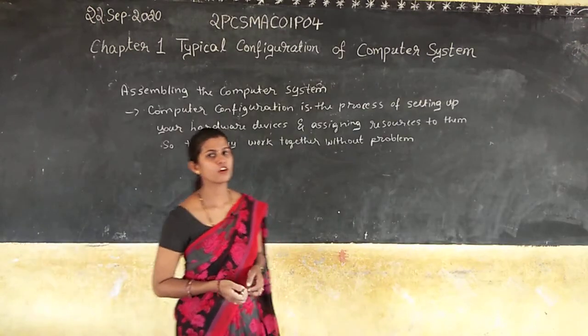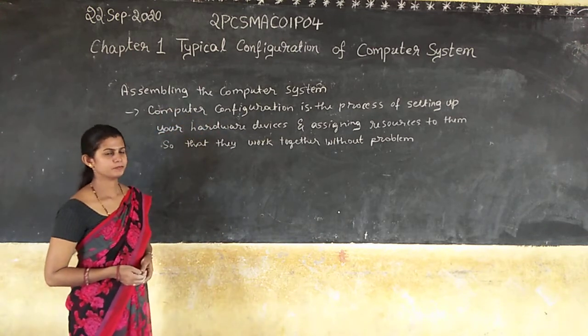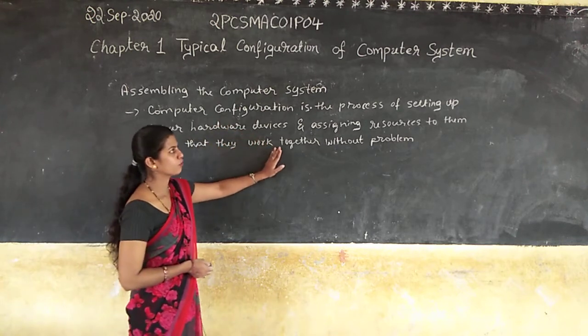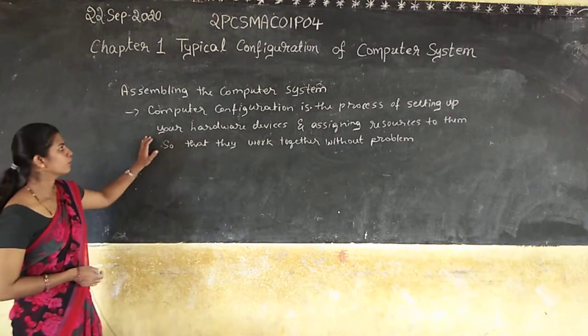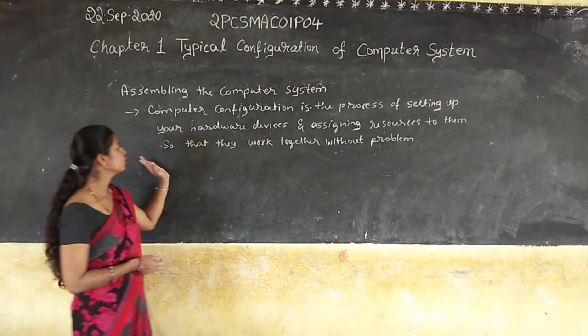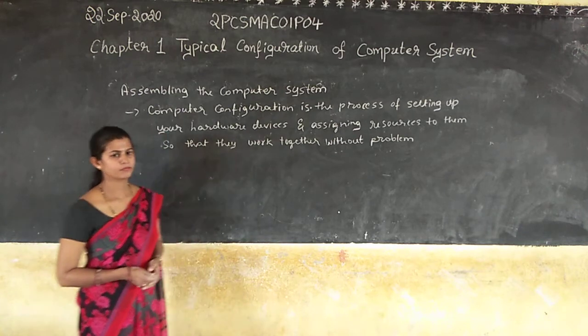The last topic of this chapter is assembling the computer system. So the computer configuration is the process of setting up your hardware devices and assigning resources to them so that they work together without any problem.